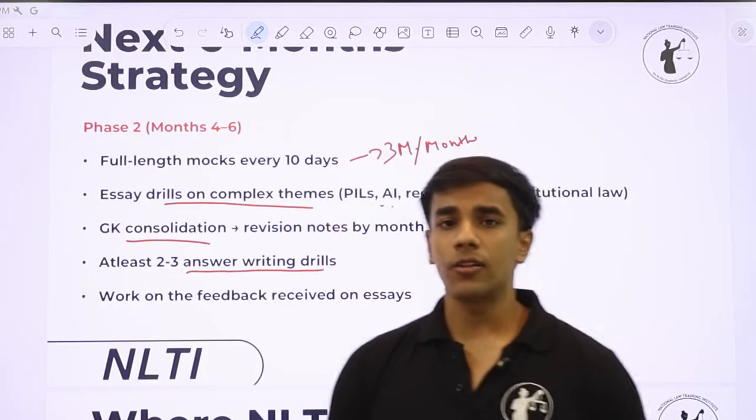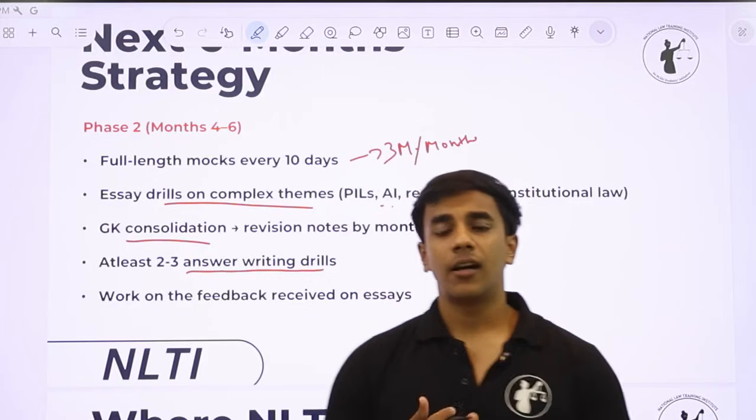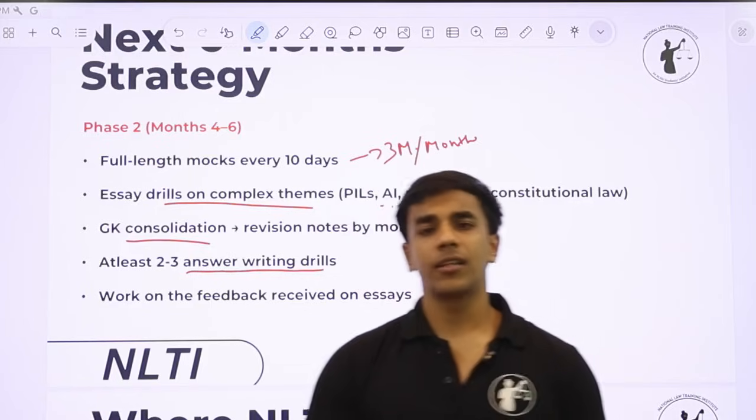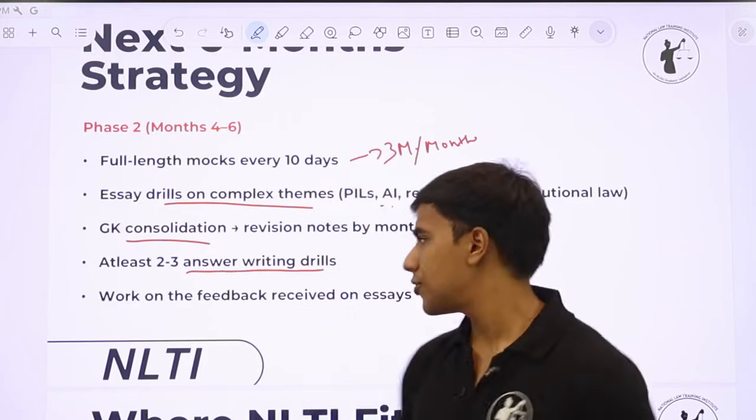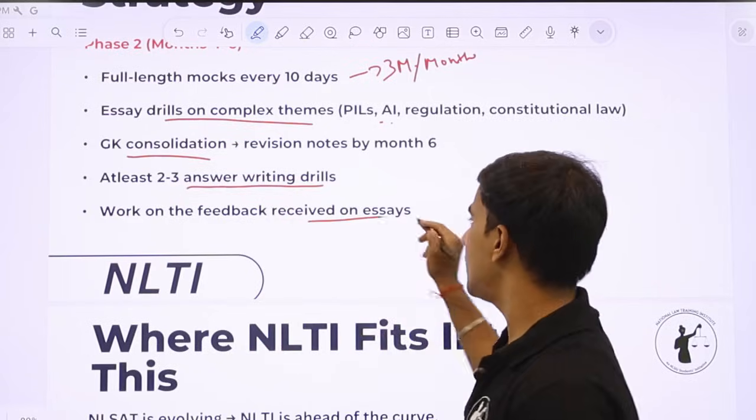So give as many mocks as you can. At least target 15 mocks in the next 7-8 months, because that's very essential for your prep. Work on the feedback received on essays.